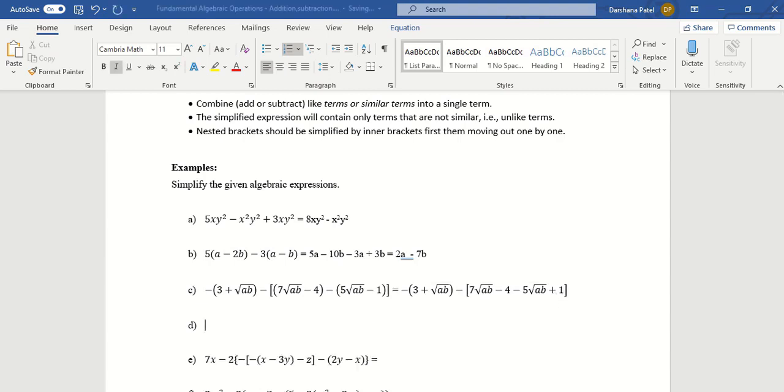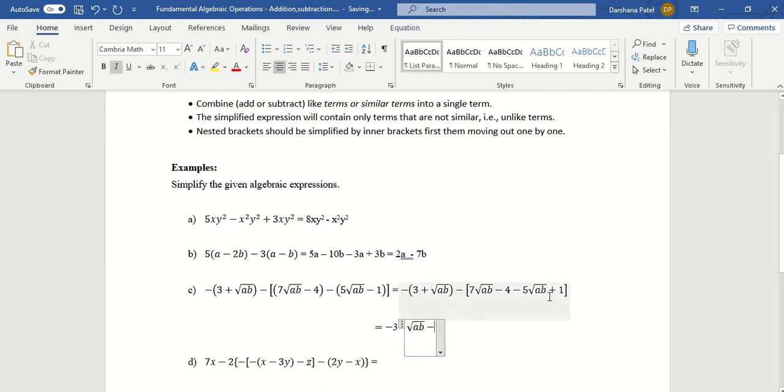So we'll say this equals minus 3 minus root ab. The negative applies to root ab as well. So subtract root ab minus, now 7 root ab minus 5 root ab will be 2 root ab. So minus 2 root ab, negative 4 plus 1 will be negative 3, and the negative will give us positive 3. And now simplify this further. Negative 3 positive 3 cancels out, and negative 1 root ab minus 2 root ab will give us minus 3 root ab as the final answer.